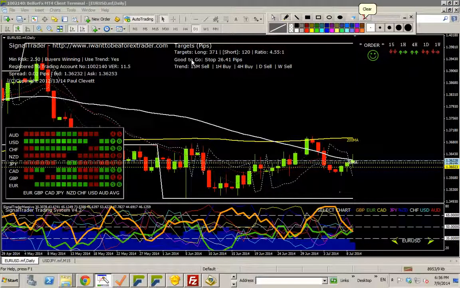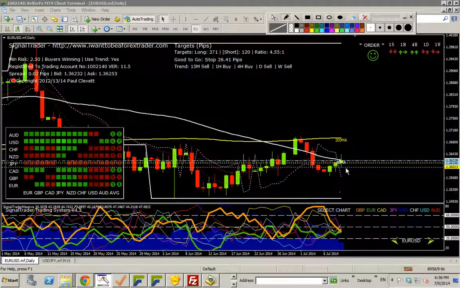So STRobot will probably take this. So good to go. There's a little smiley face there. STRobot's looking for a short at the moment. However, that could all change once the price gets above the 50 period moving average. We're actually approaching FOMC and some critical news, which is going to bounce the markets around a bit.